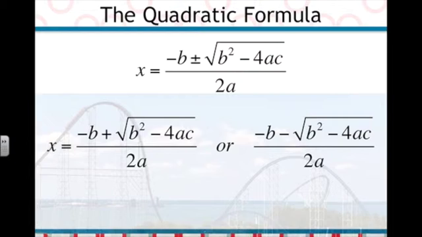But where do the a, b, and c come from? Those are values from the equation itself. We have ax squared plus bx plus c equals 0. a is the coefficient of the x squared, b is the coefficient of the x, and c is the constant. Notice that, like we did when we were factoring, we have to have this equation equal to 0 before we can use the formula.